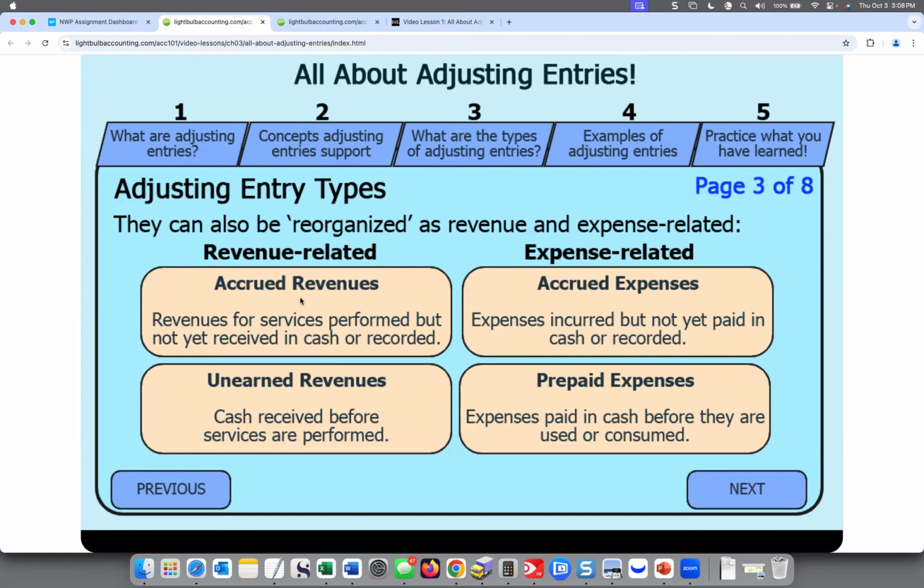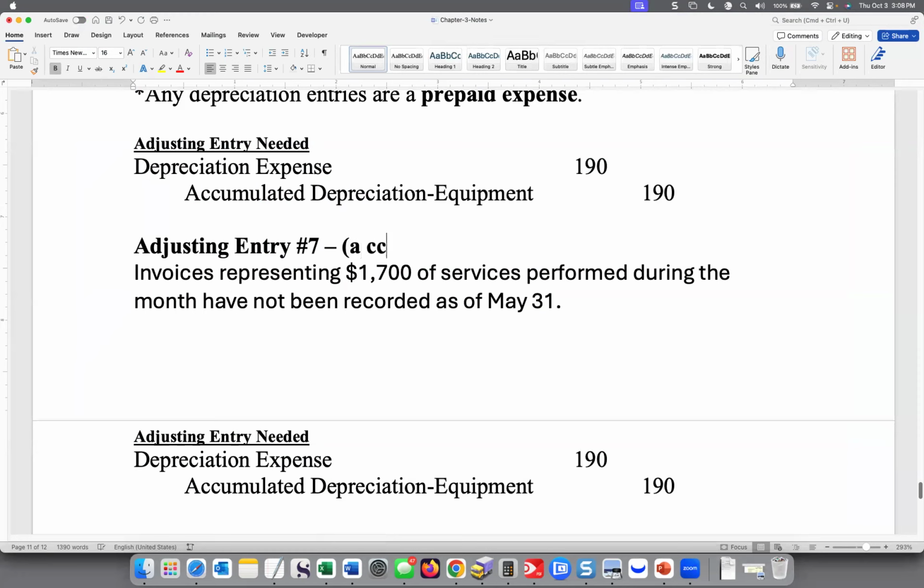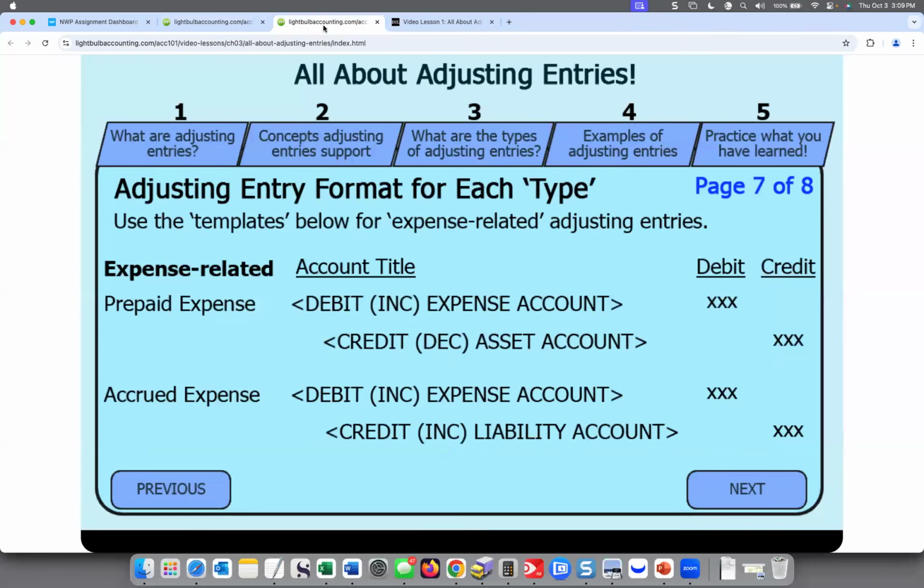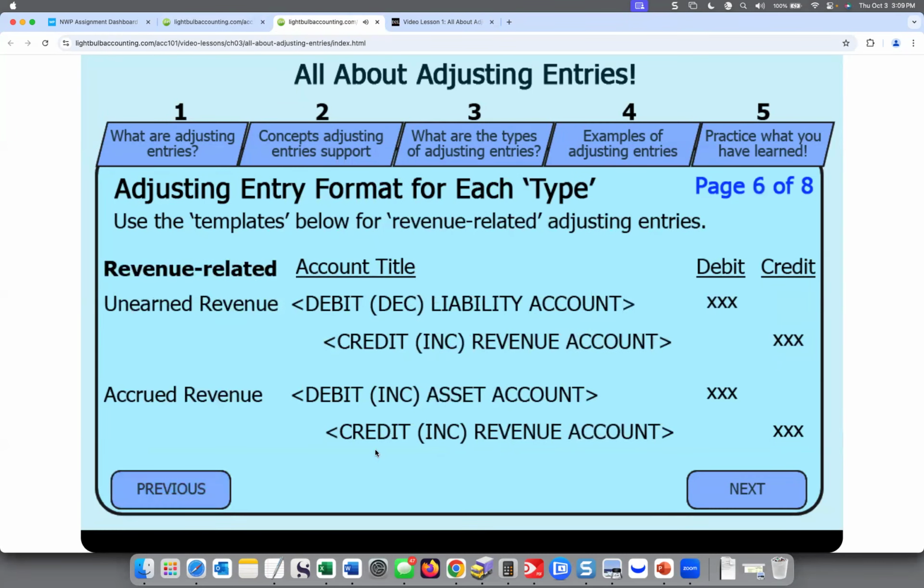Yes. So in other words, an accrued revenue. Yep. So that's what we're dealing with. So we'll call this accrued revenue. All right, that's the type of adjusting entry, accrued revenue. Now that we know that, we look at the template and think, there we go. So accrued revenue, you're going to debit or increase an asset account, and we're going to credit or increase a revenue account.